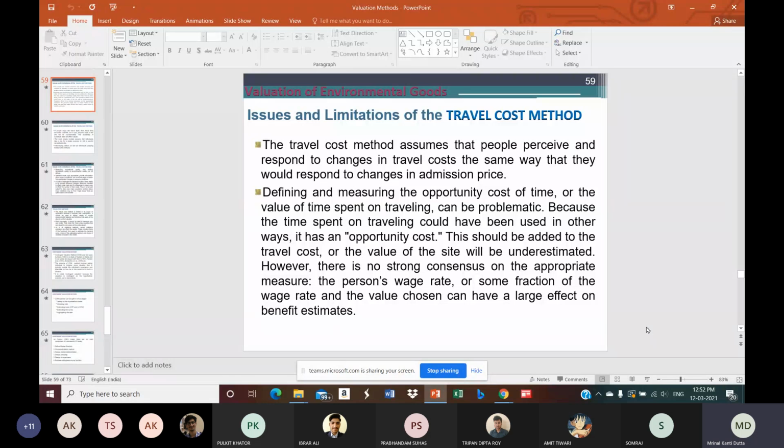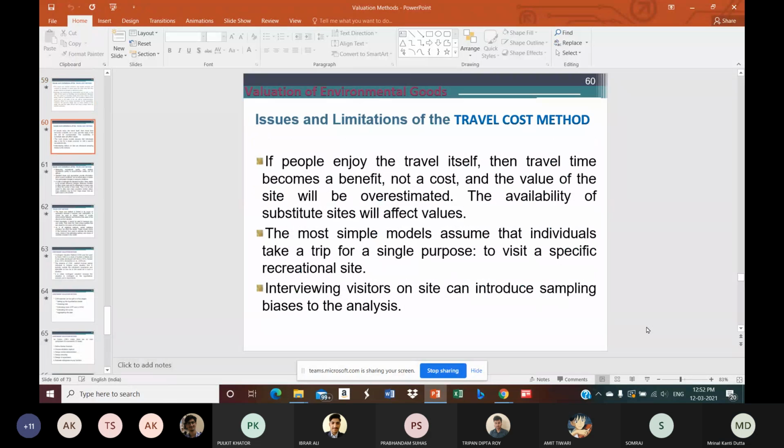So it depends. If we are talking about the wage rate or a fraction of the wage rate, depending upon that, the valuation, in fact the value placed on the benefits, or maybe the overall benefits, will be impacted a lot. So that is another thing which has certain issues which is not yet resolved. That is one problem.